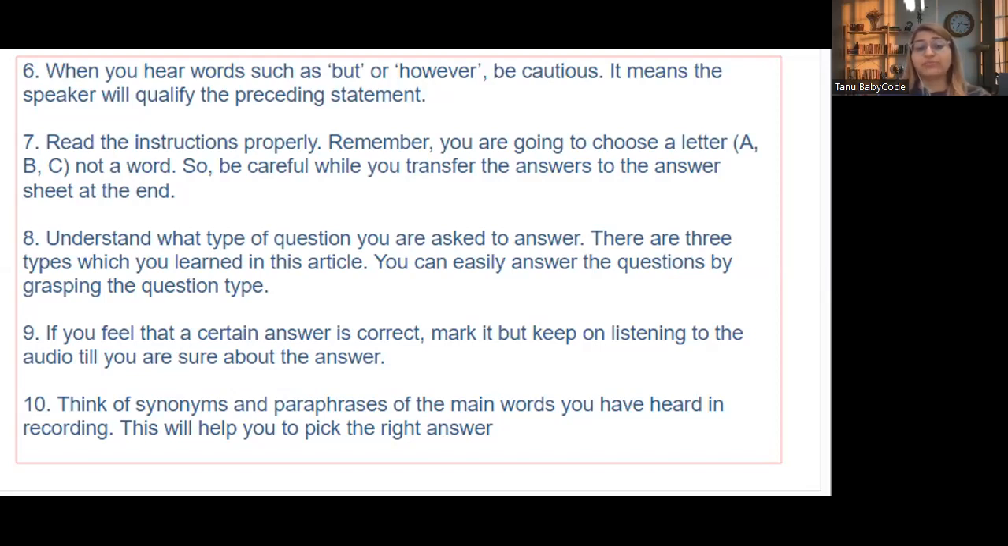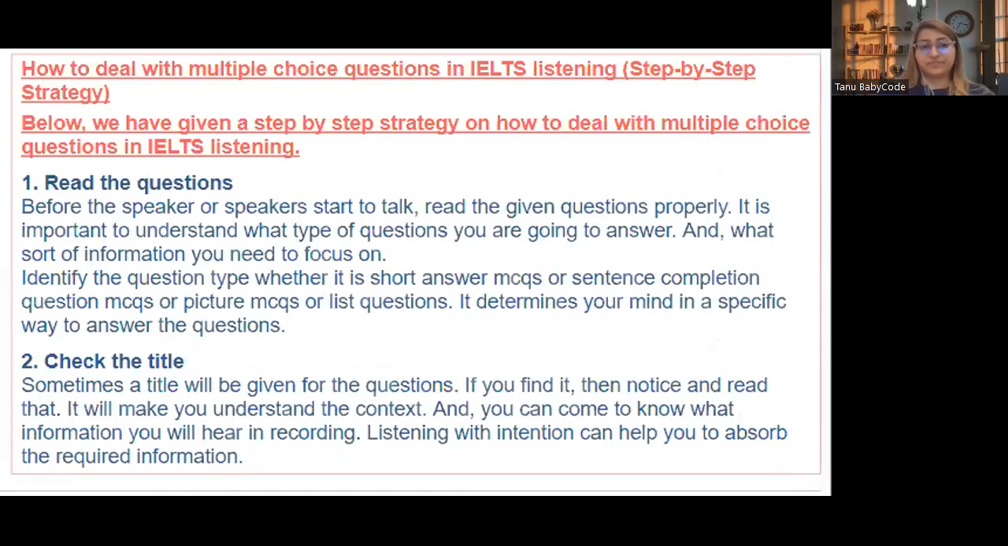Understand what type of question you are asked to answer. There are three types which you learned in this article. You can easily answer the questions by grasping question type, right? If you feel that a certain answer is correct, mark it up, listening to the audio so that you are sure about it. Lastly, think of synonyms, phrases like paraphrasing of the main words you hear so that you can pick the right answer, right?